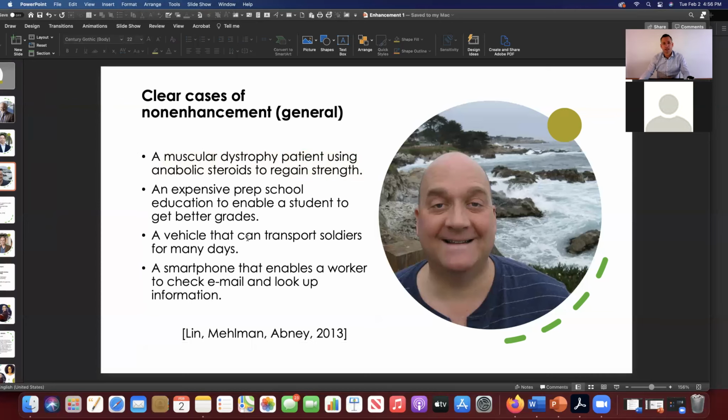But it might be that just thinking about these kinds of non-biomedical examples can help us with thinking about the biomedical cases where we say, oh, those aren't cases of enhancement, they're cases of non-enhancement, or cases of therapy or some such.